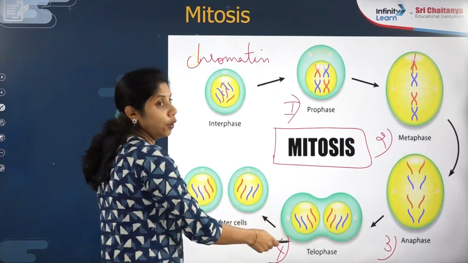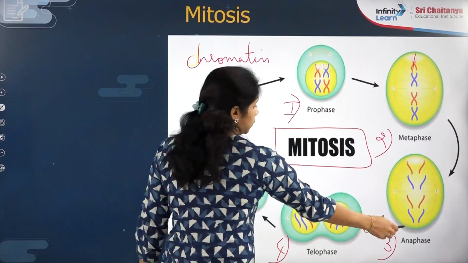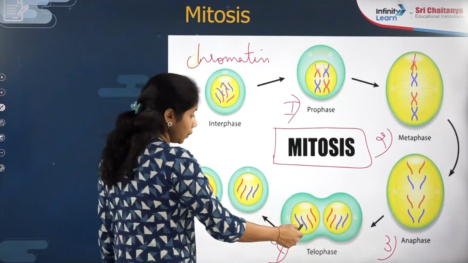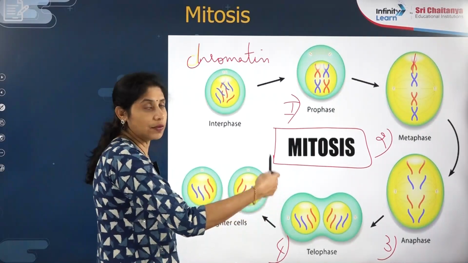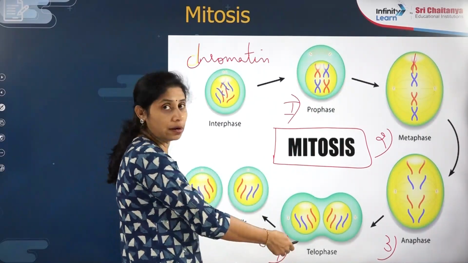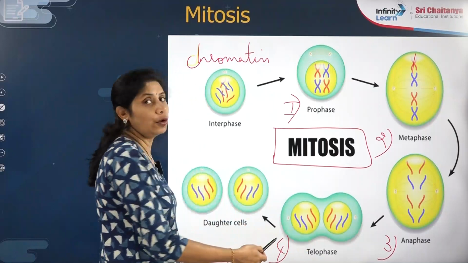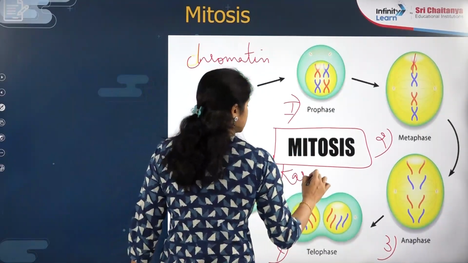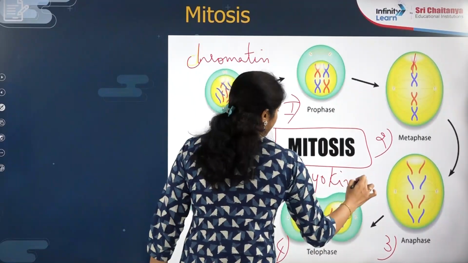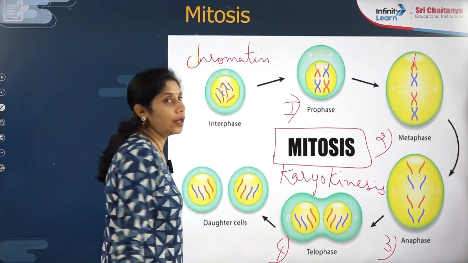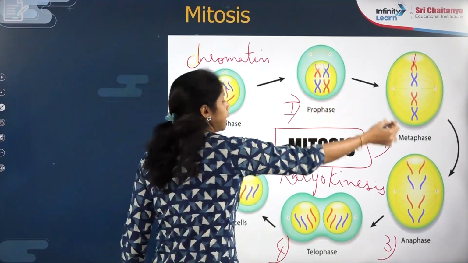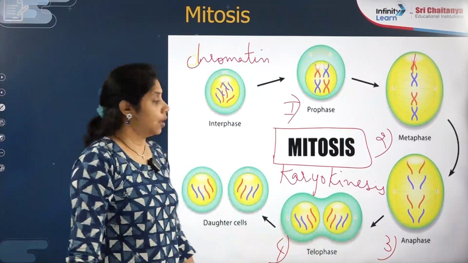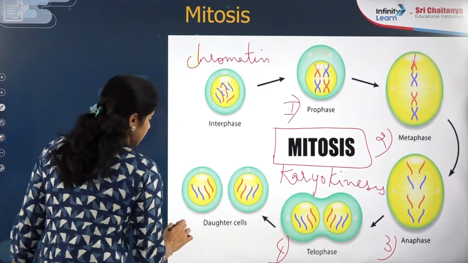And then in telophase, the daughter chromosomes that have moved to the respective poles will form the nuclear envelope around them, and all the cell organelles which disappeared will reappear, and it results in the formation of 2 daughter nuclei. These 4 are the phases of karyokinesis. Karyokinesis is nothing but nuclear division. Here 1 nucleus is there and it is dividing finally. By the end of the 4th phase, 2 daughter nuclei are formed. And after this, the cytokinesis occurs.